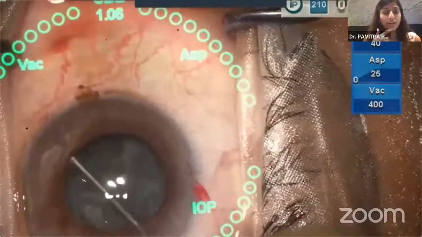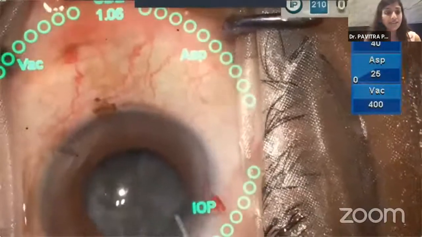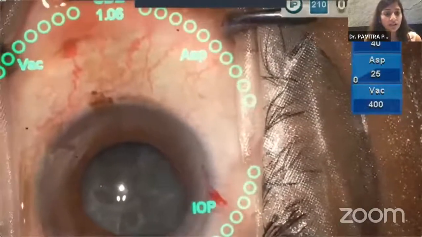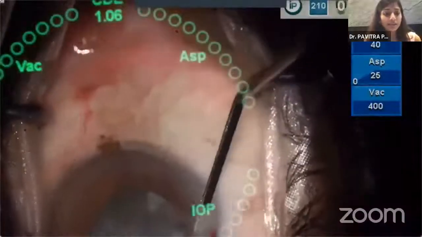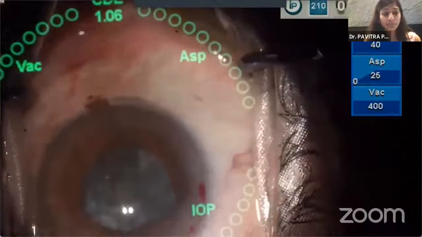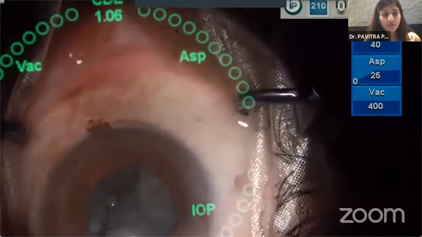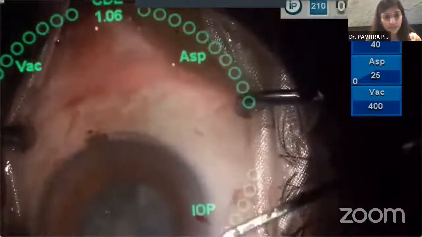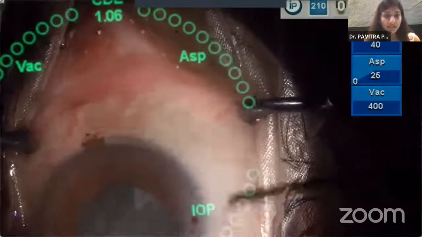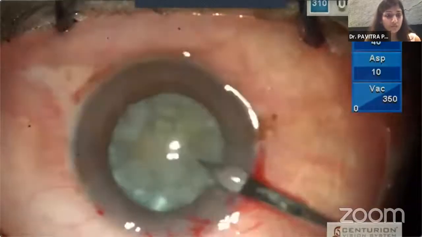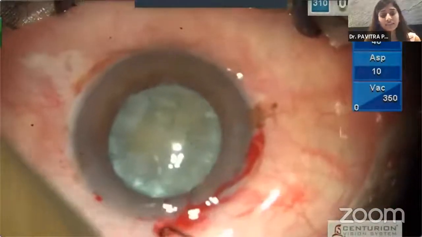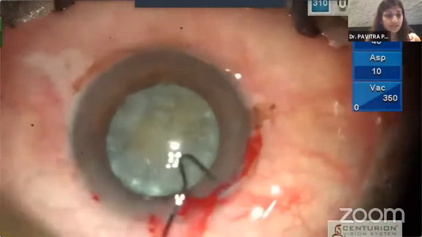Now here, when I tried injecting the visco, I noted that the pupil became irregular and it peaked towards the main port. And I realized that this was because of the vitreous strand prolapsing into the main wound. And I used a repositor to reposit the vitreous strand. And then I realized that there was a zonular dialysis.